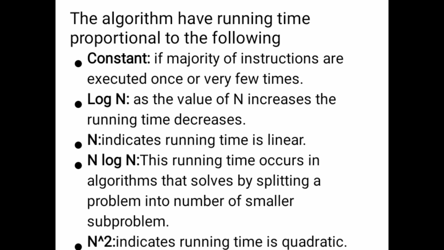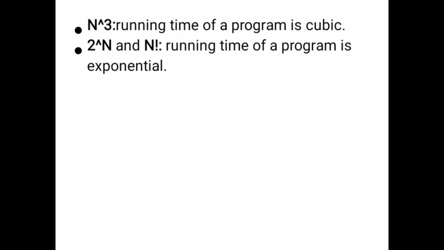The algorithms which use this running time are practically used when the value of n is relatively small. Next, n cube indicates that the running time of a program is cubic and is practical for small problems. 2^n and n factorial indicate that the running time of a program is exponential. Most of the problems with this time complexity naturally use the brute force technique to solve a given problem.